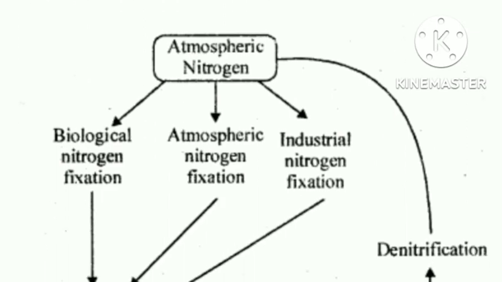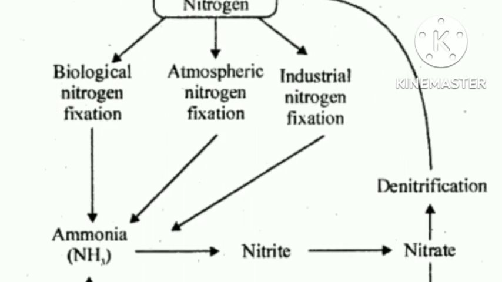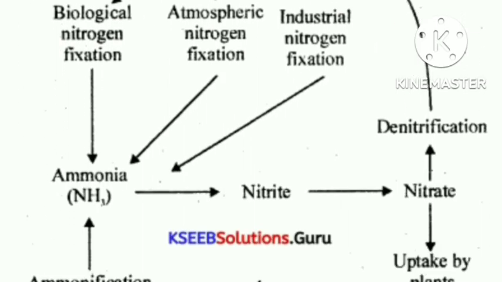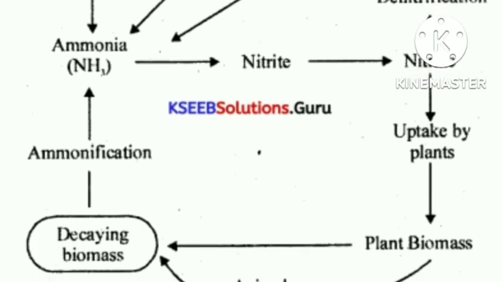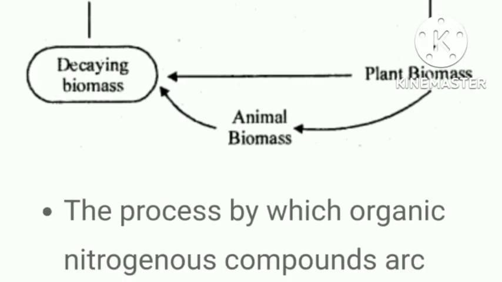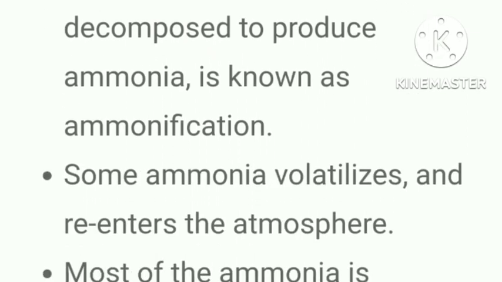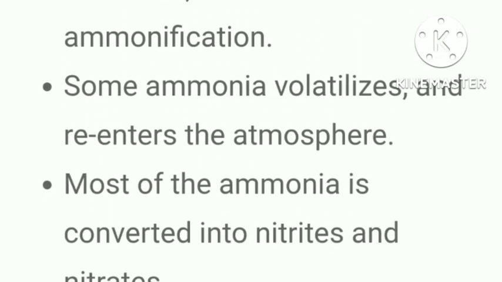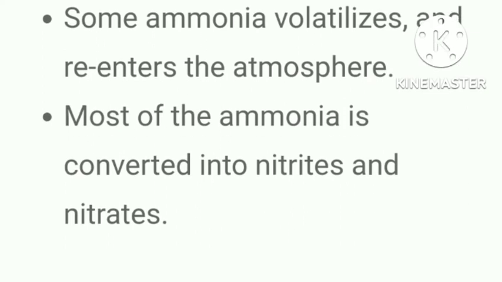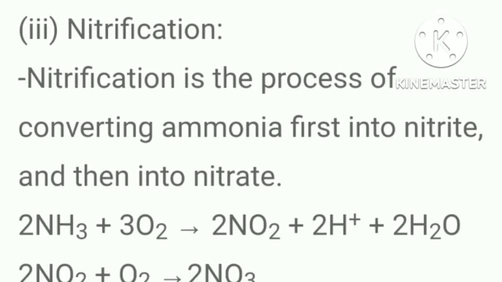Ammonification. The process by which organic nitrogenous compounds are decomposed to produce ammonia is known as ammonification. Some ammonia volatilizes and re-enters the atmosphere. Some of the ammonia is converted into nitrites and nitrates. Nitrification. Nitrification is the process of converting ammonia first into nitrite and then into nitrate.